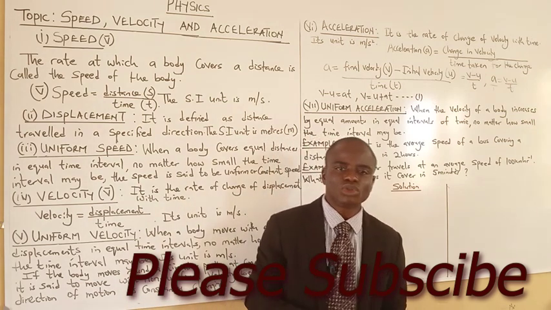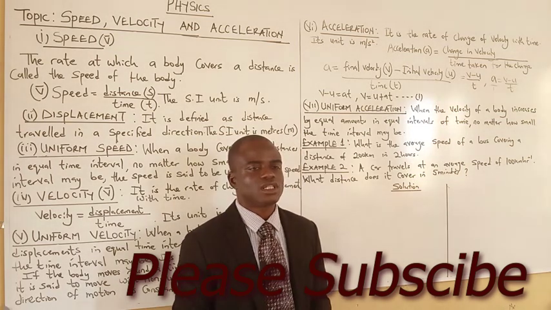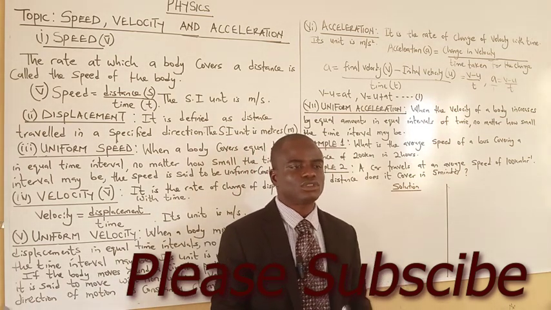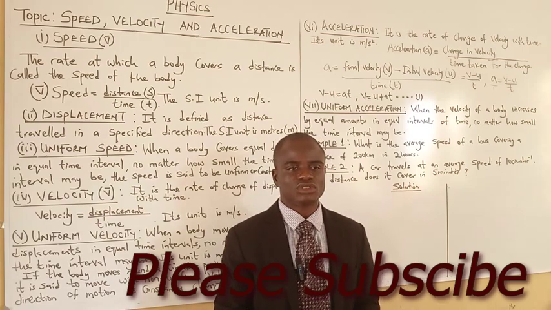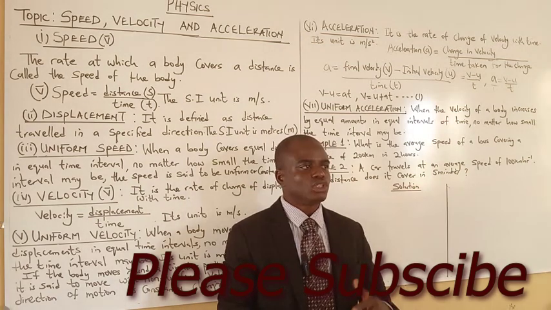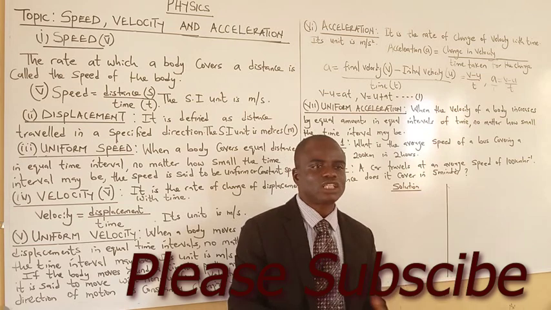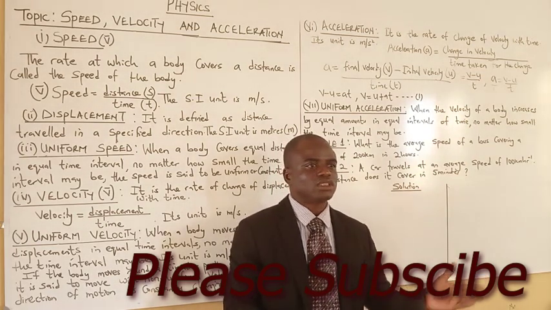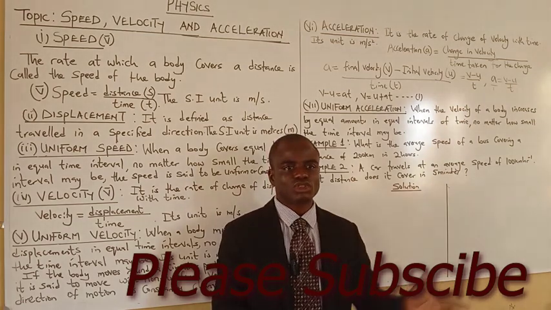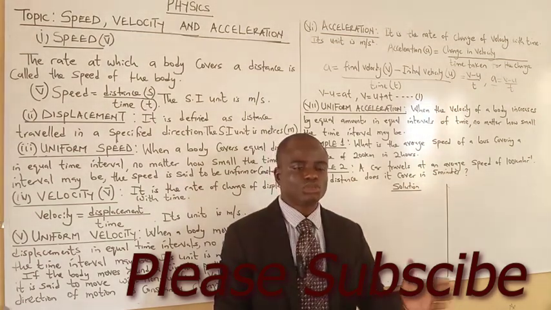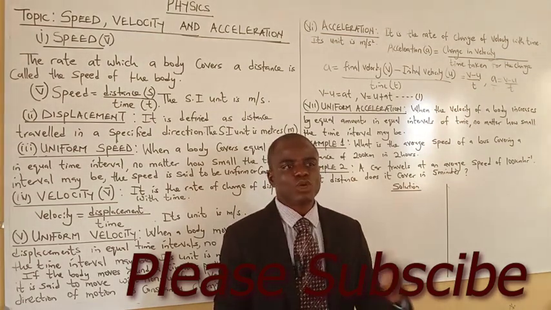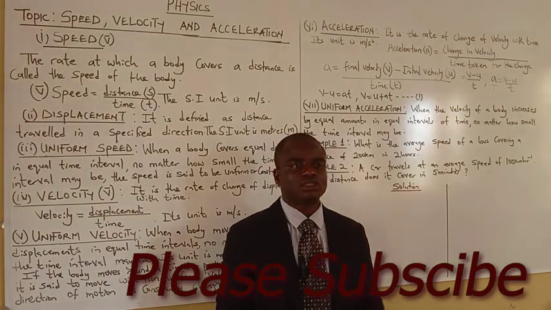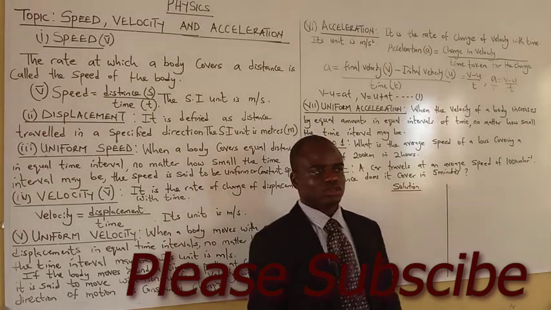Okay, now let's go to displacement. Displacement is defined as the distance traveled in a specified direction. Specified direction, you are going to give us a particular direction at which the body moves. For example, when you say a man moves 2 meters due north, because of the due north you have introduced, the 2 meters is now a displacement. But when you don't involve the direction where the man goes, that means that it's a distance. Take note.